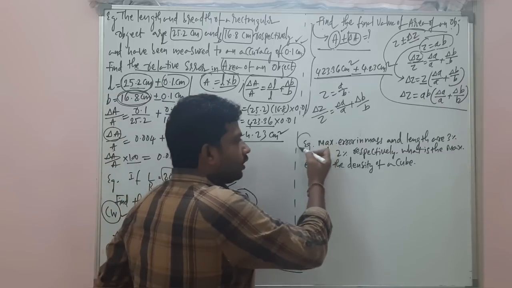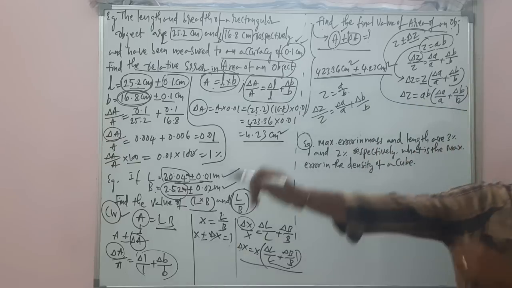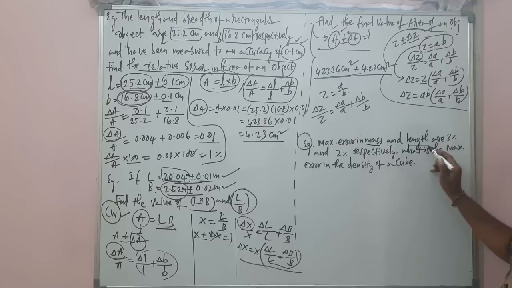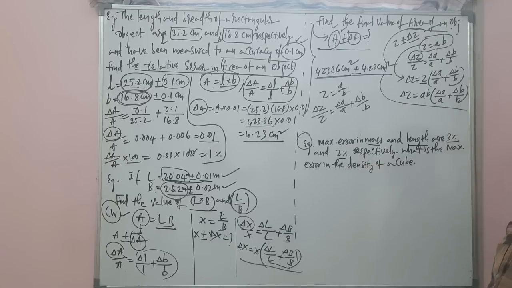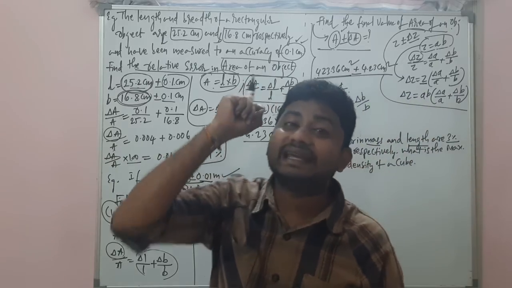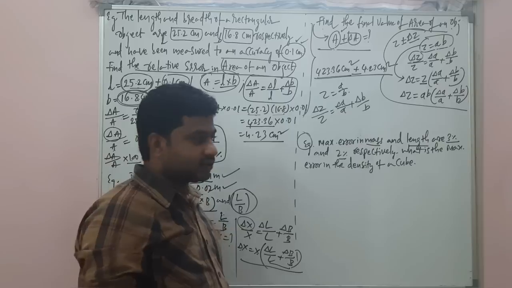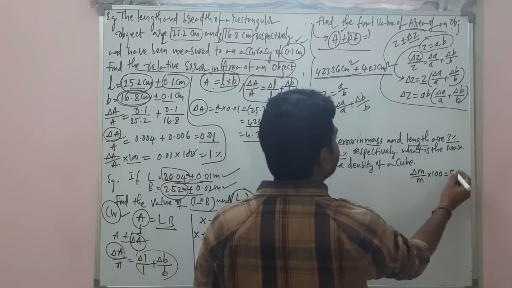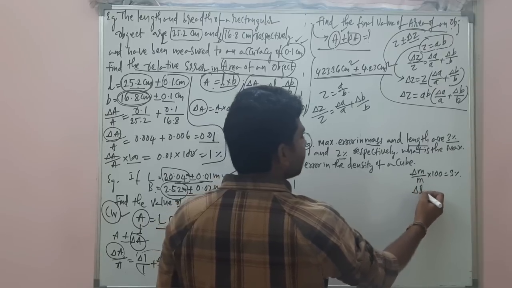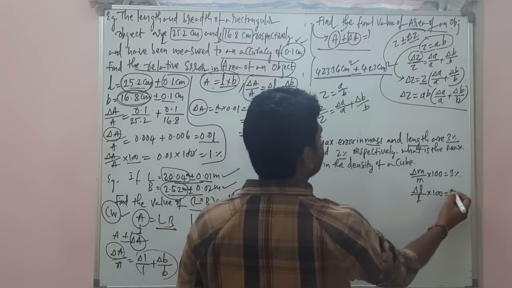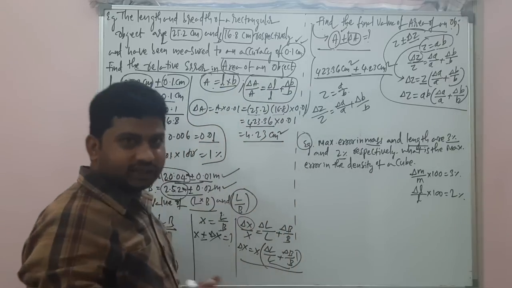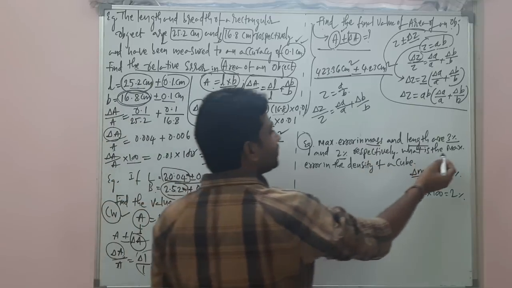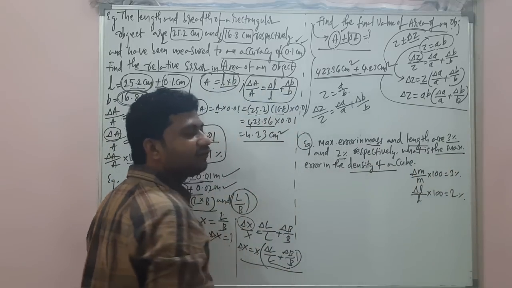Now, another example question. Look here, my dear students. The maximum errors in the mass and length are 3% and 2%. They have given percentage errors clearly, because they mentioned 2% and 3%. So that means given delta m by m into 100 is equal to 3%, delta L by L into 100 is equal to 2%. So percentage error in the mass and percentage error in the length are given like this. What is the maximum error in the density of a cube?